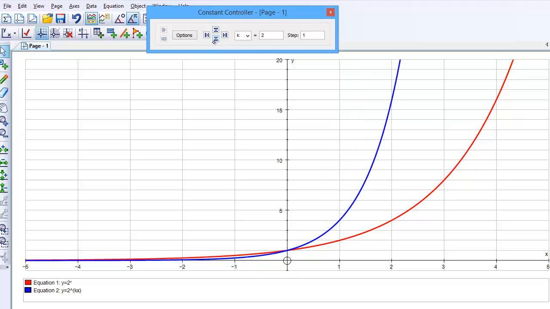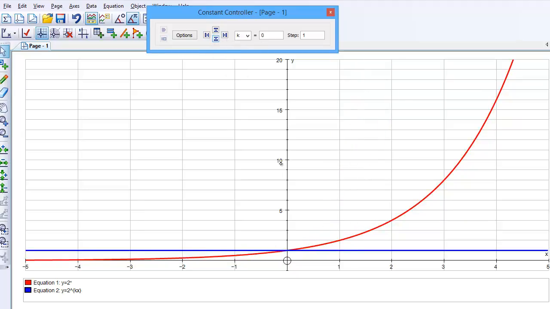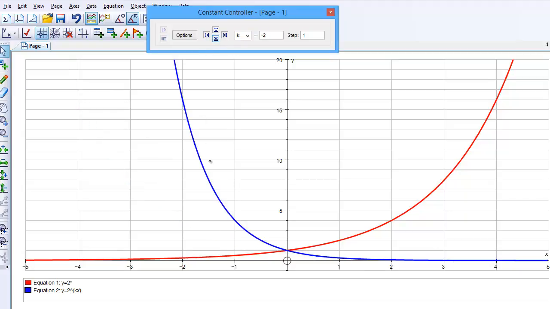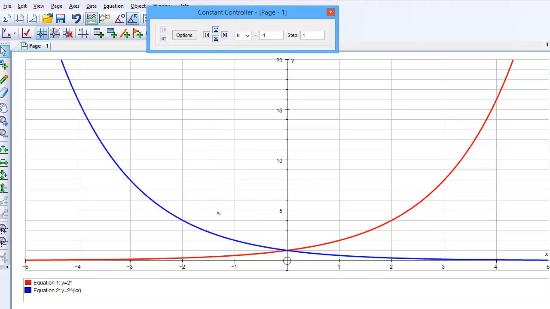So let's take k down. We'll put it to 0, and then obviously we've just got 2 to the 0. Let's look at k being negative. So here, let's put it to -2, -3, and so on. So we can see that we still have this idea of a dilation, but with the negative value we also have a reflection in the y-axis.